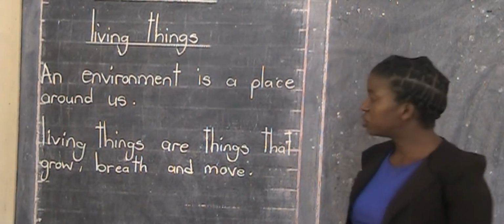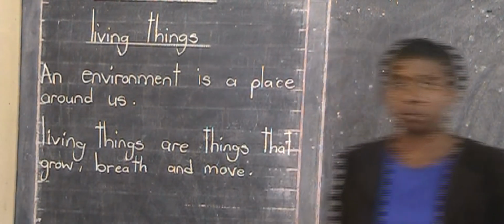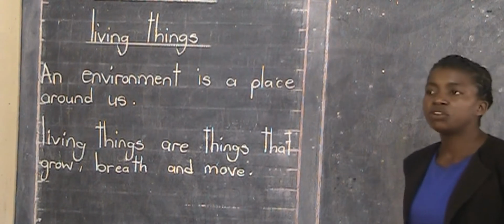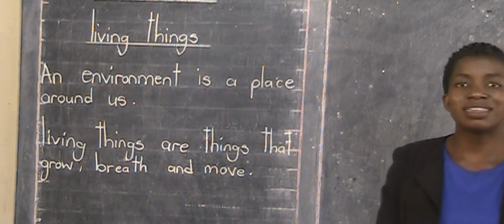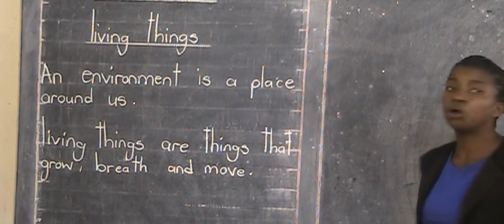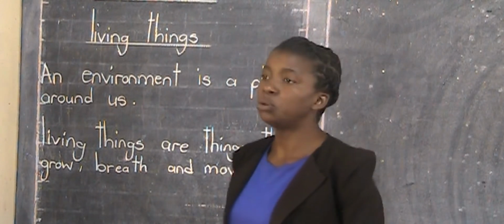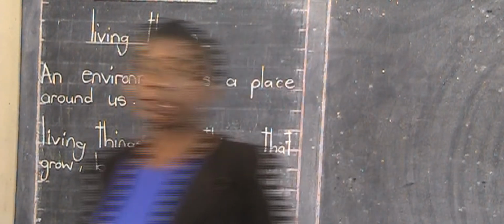So now since we've looked at living things, can you tell me different types of examples that you know of living things? Can you tell me the different types of living things that you know that grow, that breathe, and also move? Anyone?